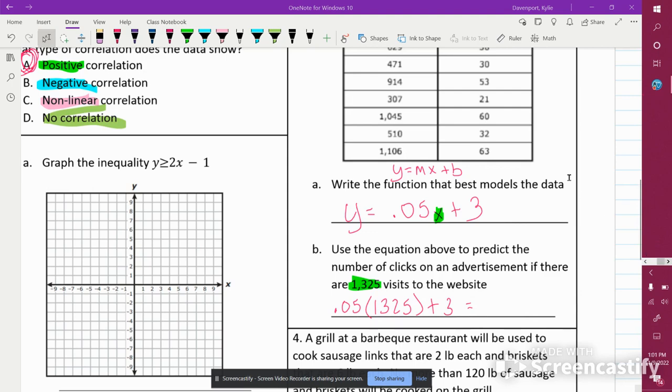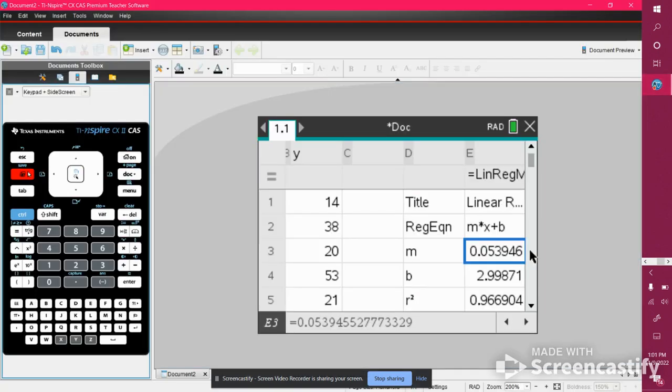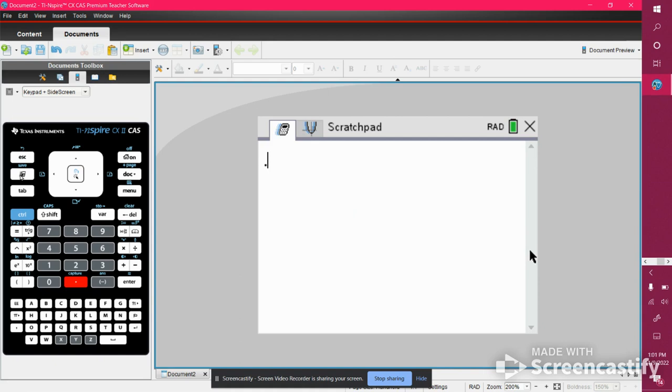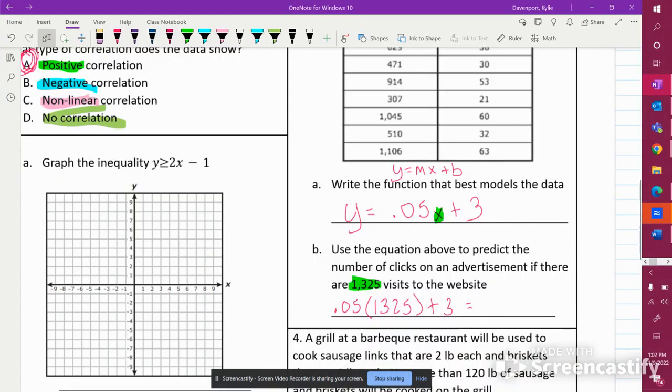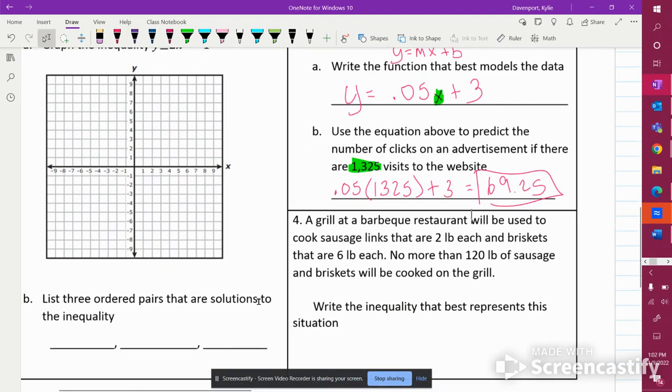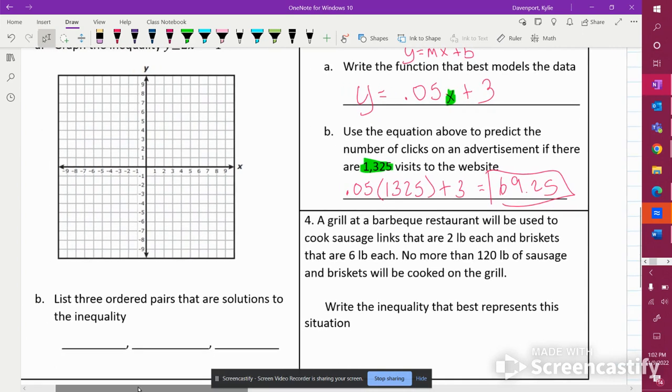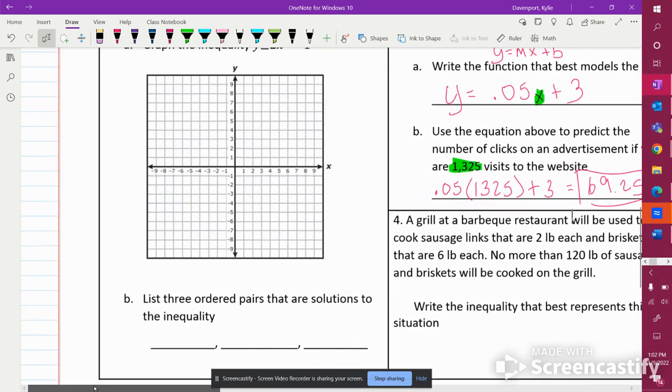So again, I'm going to go back into my calculator. This time, I'm just going to use my scratch pad. Okay, 0.05 times 1,325 plus 3. I get 69.25. So my answer would be 69.25, so about that many clicks. Okay. Now, again, pause the video, go back, work on number 2 on your paper.